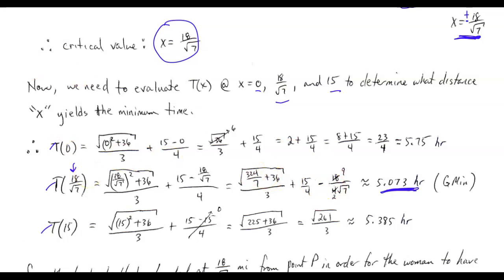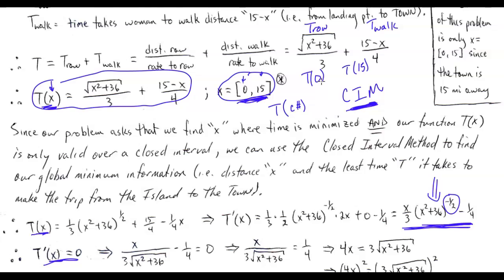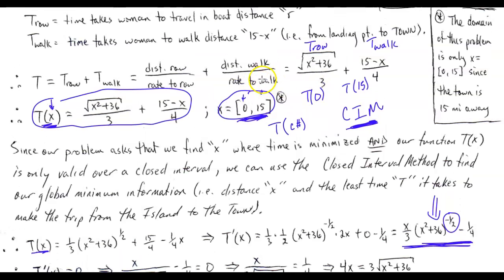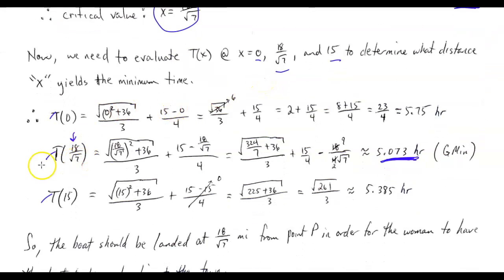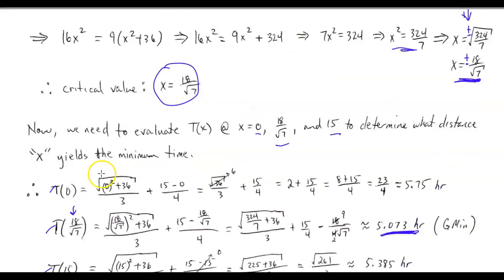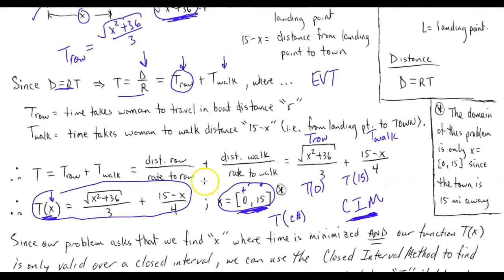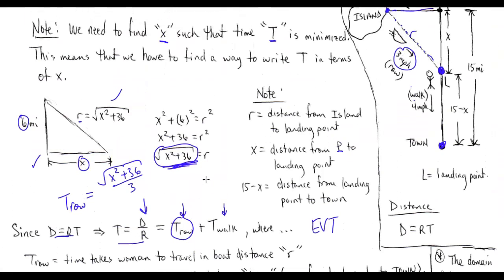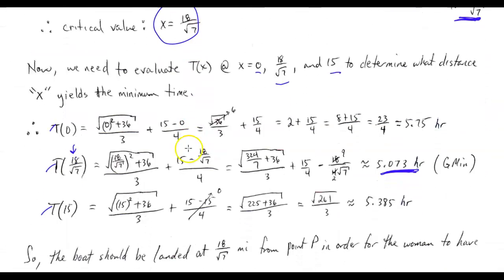and I forget what units we actually had here. I think that's in hours, I believe. Yeah, because we did everything in miles per hour. Sorry, not that's what the time is, but the x is the actual distance, and the distance here is in miles. Yeah, so x is in miles here. So when we see this 18 divided by square root of 7 here, that's actually in miles. So that would be like 6.8 miles.